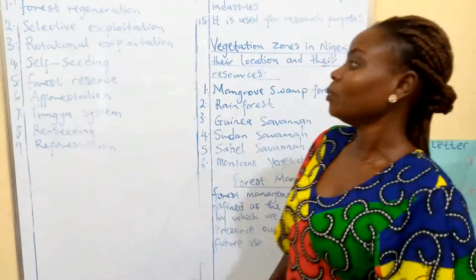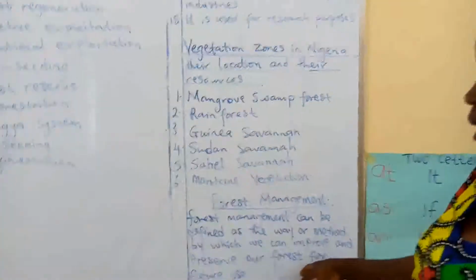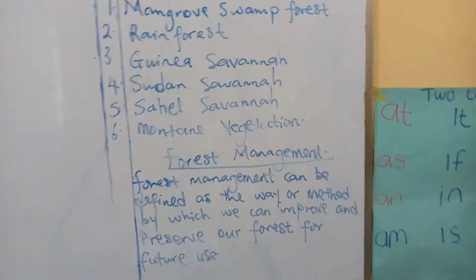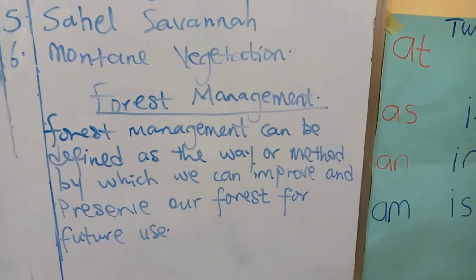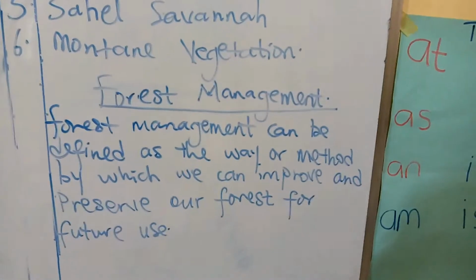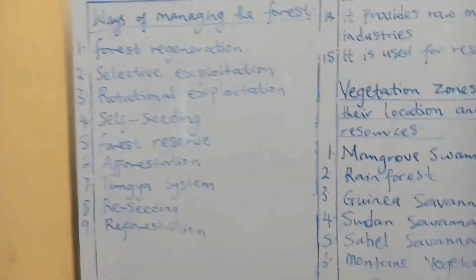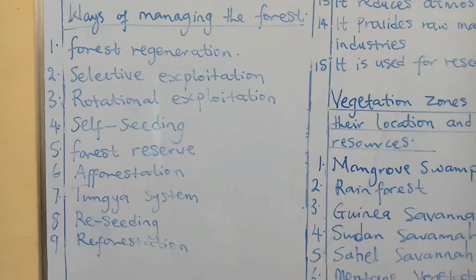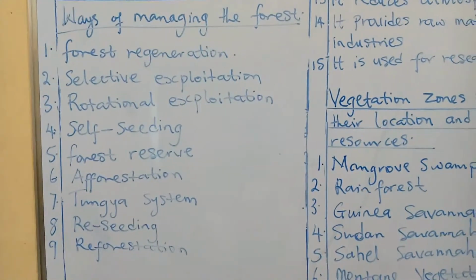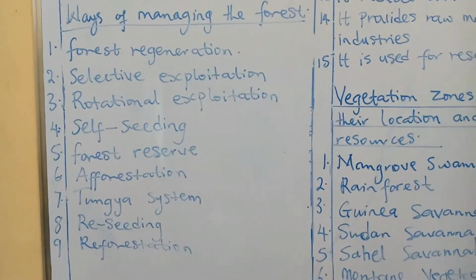Okay, now let's take that down. We've listed the ways of managing the forest, and we've also explained what forest management means. We say forest management can be defined as the way or method by which we can improve and preserve our forests for future use. Now, I've explained the ways, I've listed them on the board for you to see. We say forest regeneration. Number 2, selective exploitation. Number 3, rotational exploitation. Number 4, self-seeding. 5, forest reserve. 6, afforestation. 7, Tongia system. Number 8 is reseeding, and number 9 is reforestation.